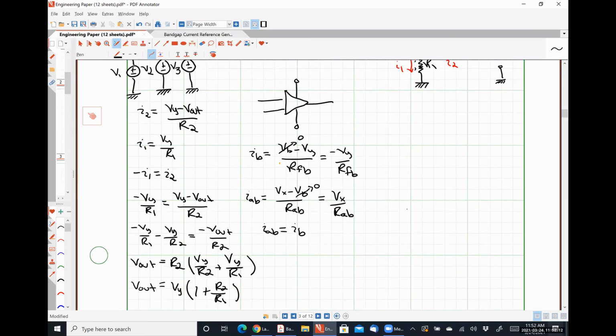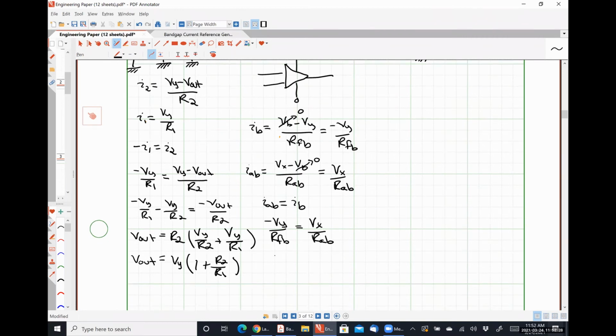Now we can just plug in our stuff like we've been doing, and we'll get negative Vy over RFB equals Vx over RAB. Solving for Vy, we get Vy equals negative RFB over RAB Vx. So that is our Vy equation.